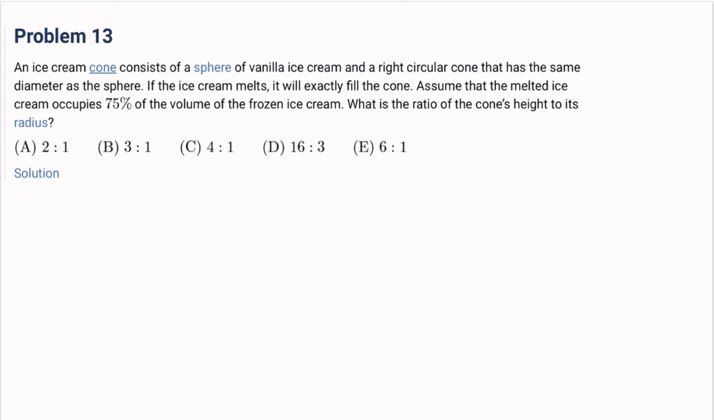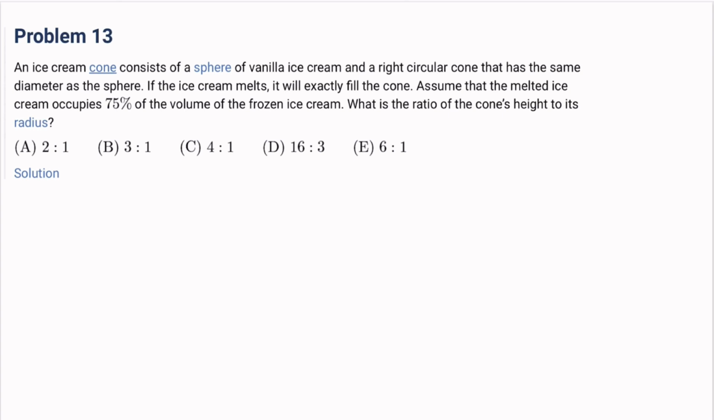Number 13, an ice cream cone consists of a sphere of vanilla ice cream and a right circular cone that has the same diameter as the sphere. If the ice cream melts, it will exactly fill the cone. Assume that the melted ice cream occupies 75% of the volume of the frozen ice cream. What is the ratio of the cone's height to its radius?